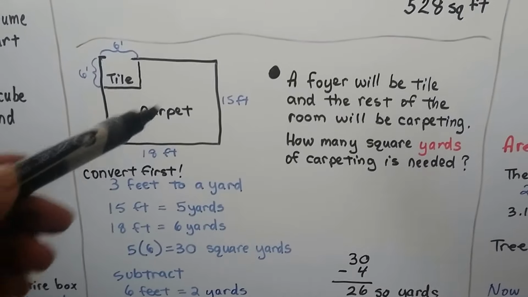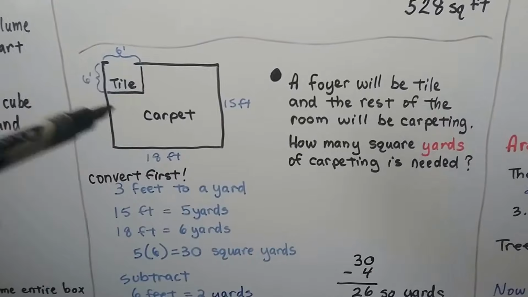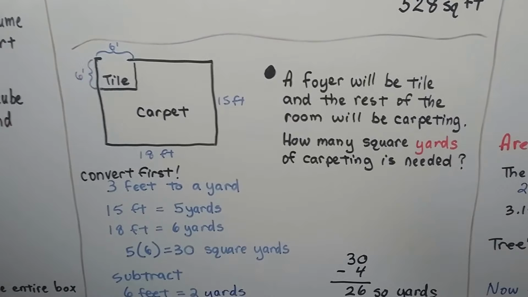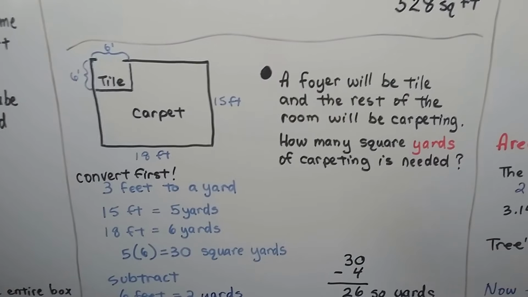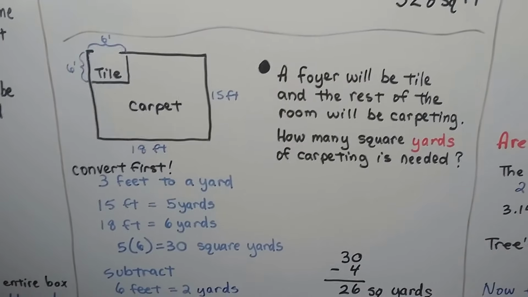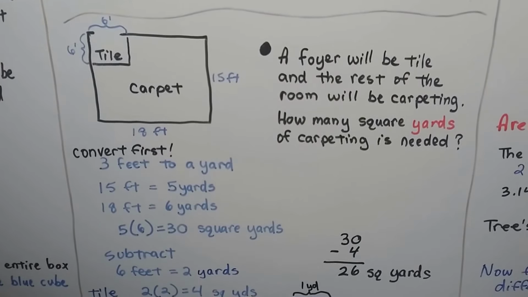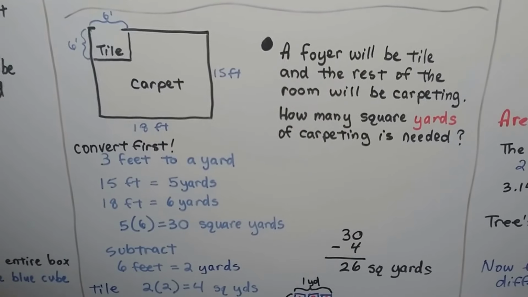Here we've got a room, and we can see this is going to be carpeting, that's going to be tile. Here's the door, and they're going to tile right inside the door. Well, that's a good idea. That way when you come in with wet or muddy or snowy boots or shoes, it doesn't ruin the carpet, right? And a foyer will be tile and the rest of the room will be carpeting. How many square yards of carpeting is needed?